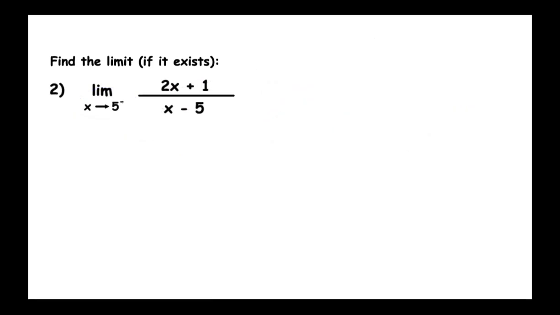All right, number 2 is the limit as x approaches 5 from the left. Again, I want to just try a 5 directly in. If I did, I would have 10 plus 1, I'd have 11 over 0. Okay, 11 over 0, that sounds like infinity, but it could be negative infinity. I don't really know. Now I actually do have to legitimately go near 5 from the left, so I'm going to try in a 4.99. We'll see what happens there.